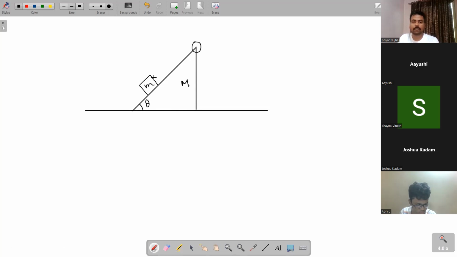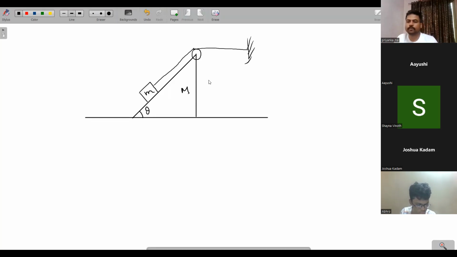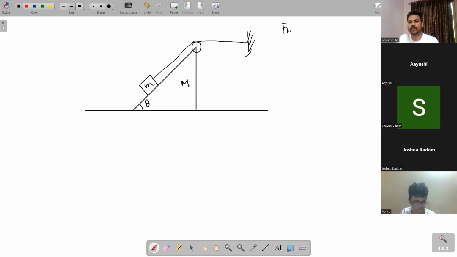Here is the pulley, same second question. And this is the rope, ideal rope, and it is tied to this fixed point. You have to find acceleration of both the blocks. Just do it. Try to apply your concept.